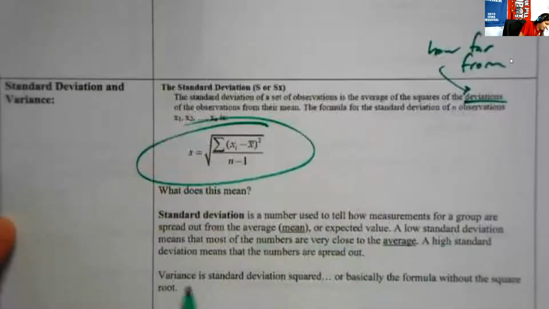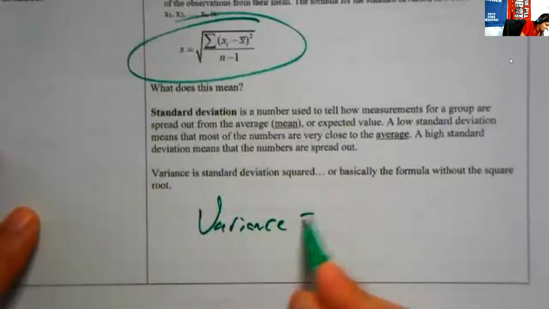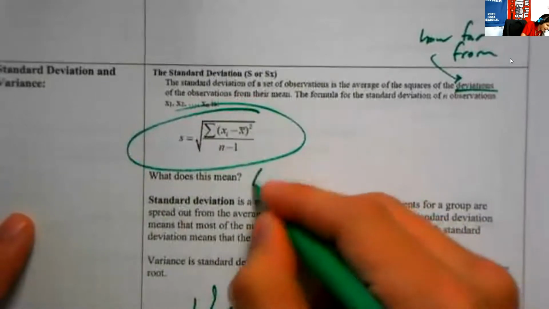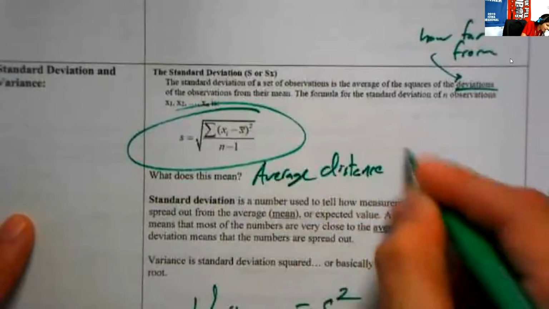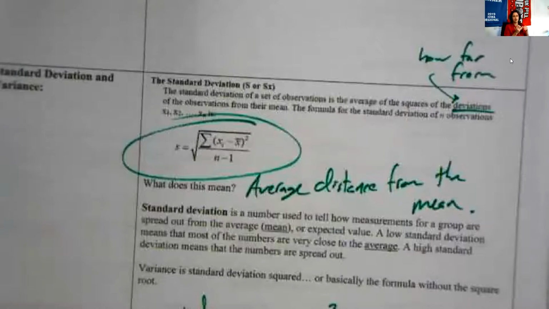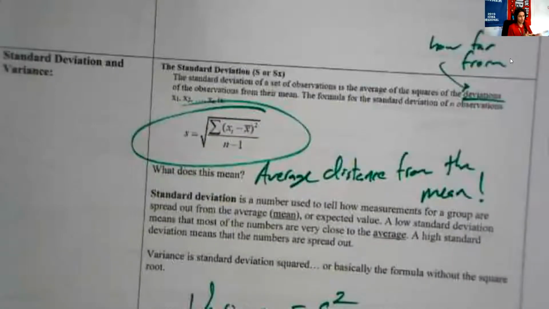We also have a thing called variance. Variance is just s squared. So what is this thing? It tells us the average distance from the mean. About how spread out is the data? How far out are data points going to be from the mean? On average, data points are this far from the mean. Average distance from the mean. Please highlight that. It's a big point.